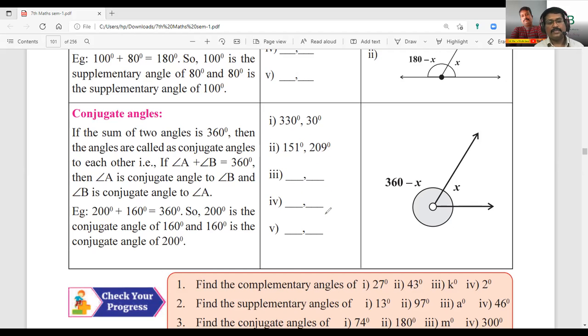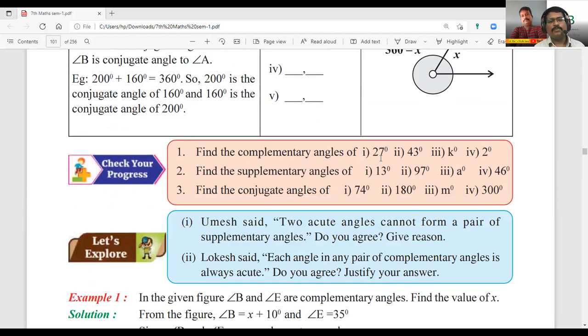Okay, right. One minute, I am going to clear all the drawings. That means if the sum of two angles is 90 degrees, then the angles are called complementary angles to each other. If the sum of two angles is 180 degrees, then the angles are called supplementary angles to each other. If the sum of two angles is 360 degrees, then the angles are called conjugate angles to each other. Okay. So like this, we can go on.